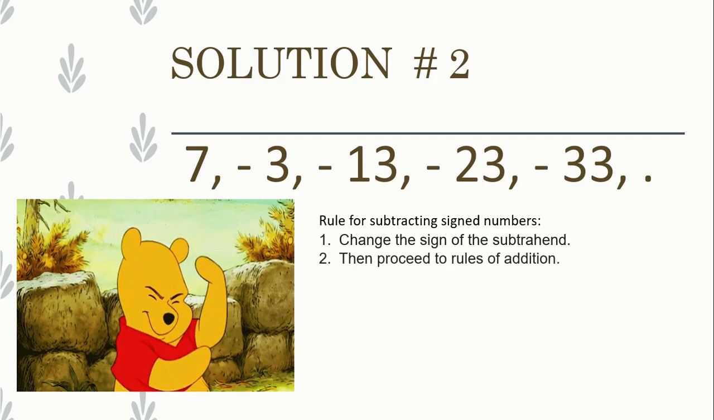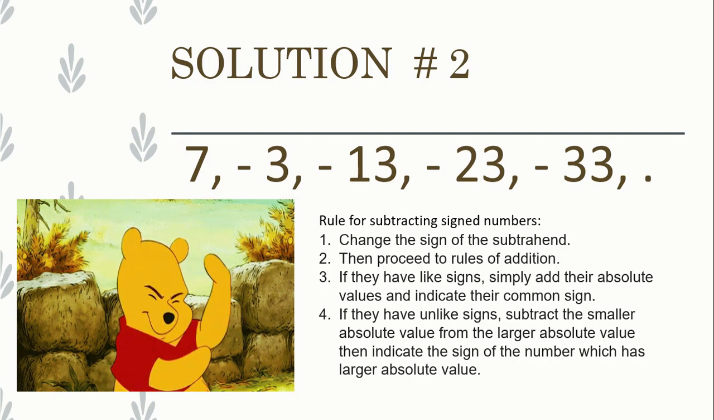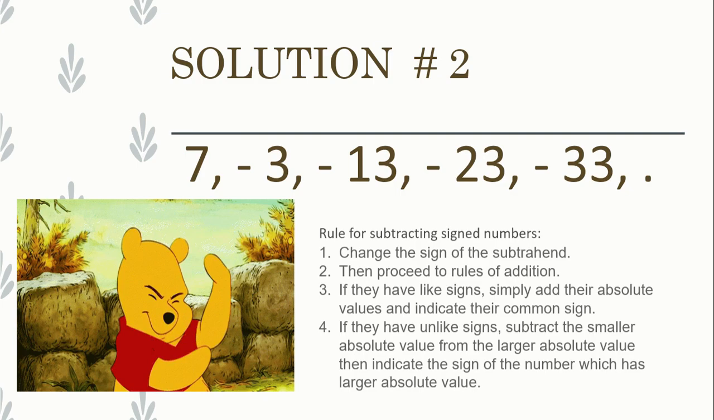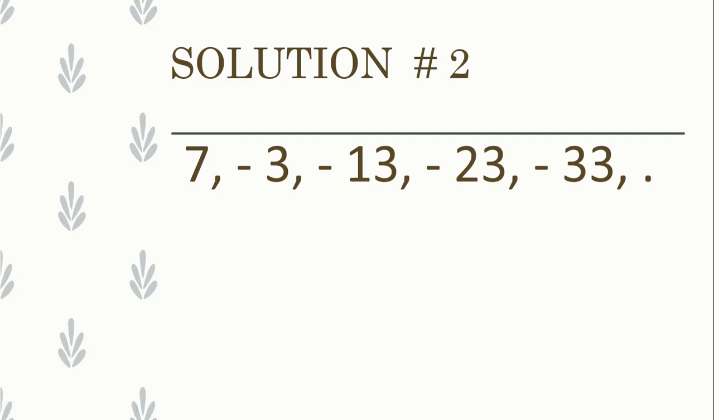Secondly, proceed to the rules of addition. Number 3, if they have like signs, simply add their absolute values and indicate their common sign. If they have unlike signs, subtract the smaller absolute value from the larger absolute value, then indicate the sign of the number which has larger absolute value. Or just simply recall that subtraction of signed numbers is equivalent to adding its negative. Let's try to apply the rules.